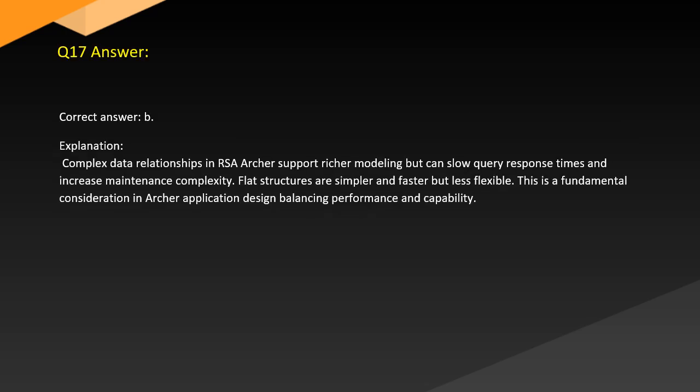Answer. Correct answer: B. Explanation: Complex data relationships in RSA Archer support richer modeling but can slow query response times and increase maintenance complexity. Flat structures are simpler and faster but less flexible. This is a fundamental consideration in Archer application design, balancing performance and capability.